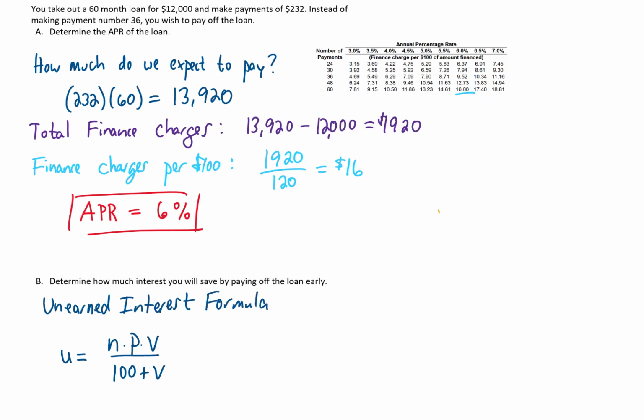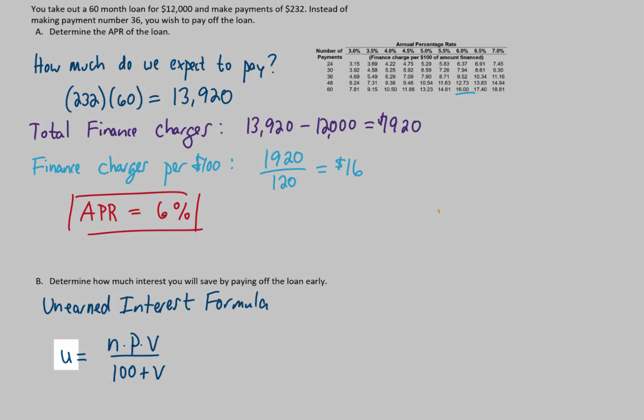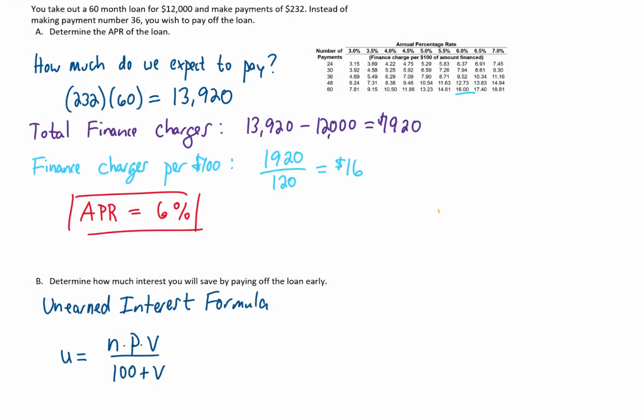This is called the unearned interest formula. This is interest that goes unearned by the bank. U represents that unearned interest. N is the number of payments you're making per year. P is the monthly payment. And V is a little bit of a tricky one.